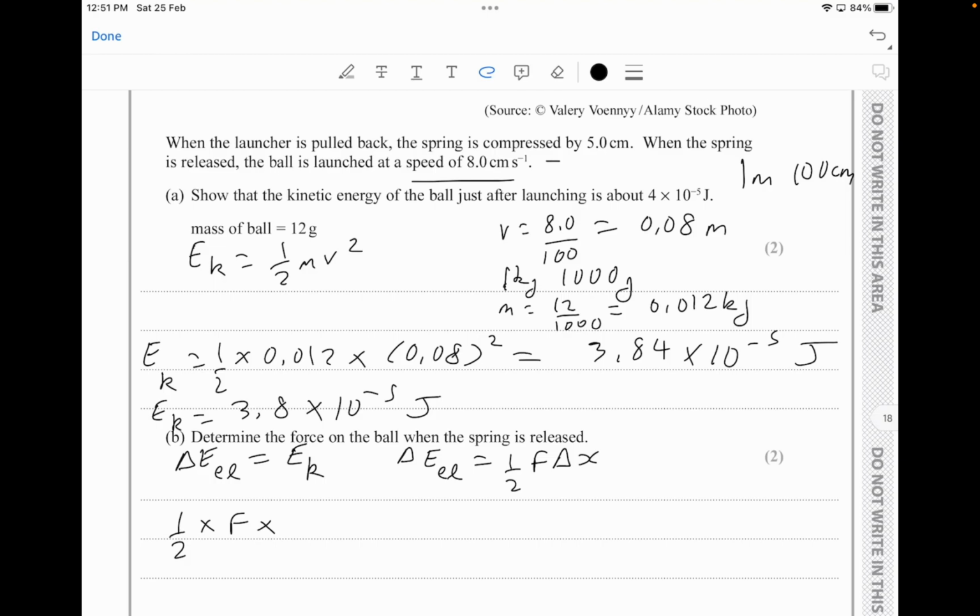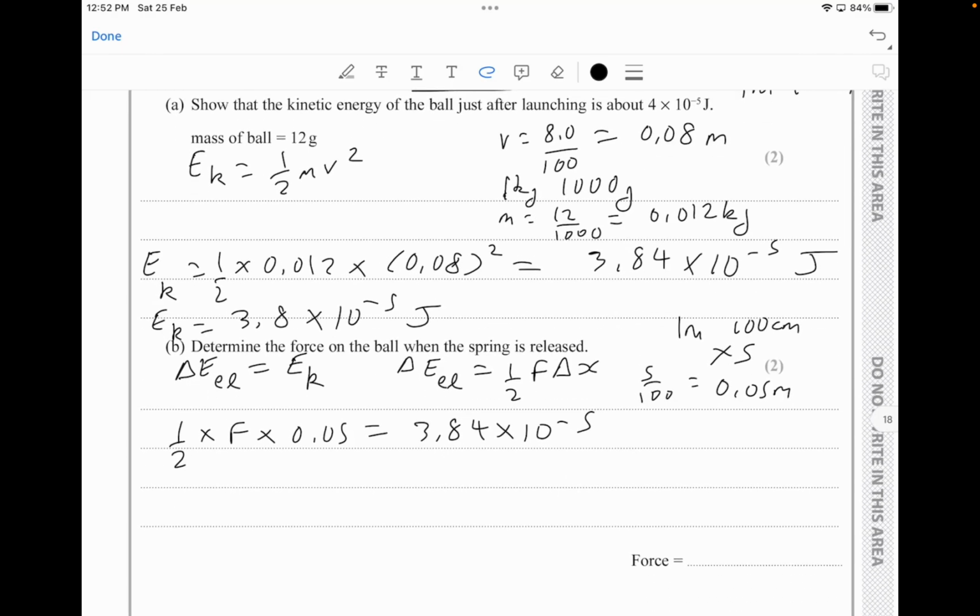Now this is because it's compressed by 5 centimeters. We're going to use the 5 in this case, where 1 meter is equivalent to 100 centimeters. So 5 centimeters is 5 divided by 100, which gives us a value of about 0.05 meters. So half times the force times 0.05 meters is equivalent to the kinetic energy, 3.84 times 10 raised to the power negative 5 joules. Once you do that, you multiply this out, so you get 0.025 times force equals 3.84 times 10 raised to the power negative 5.